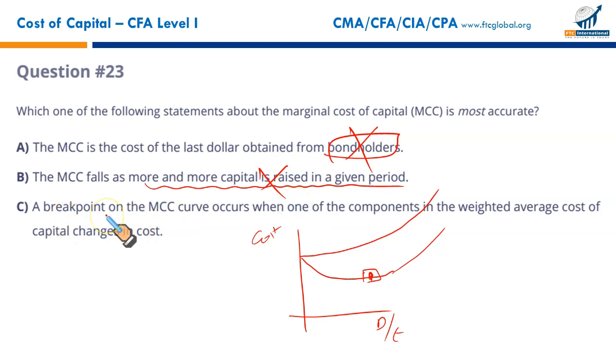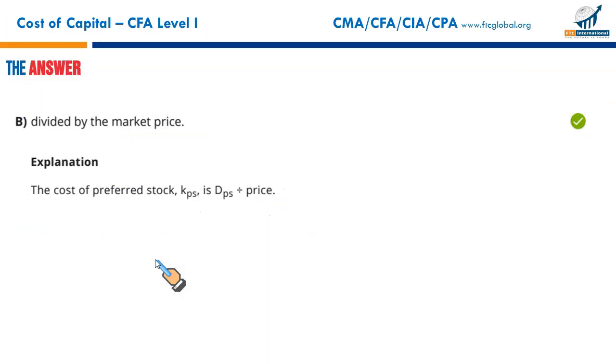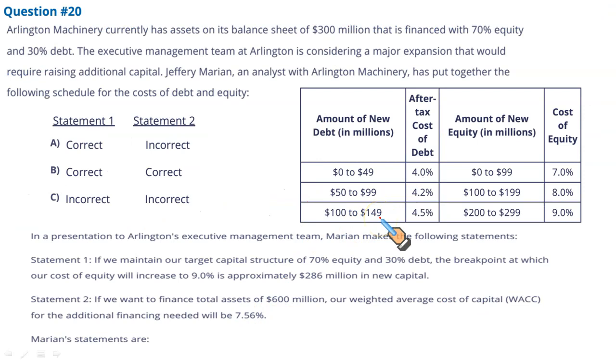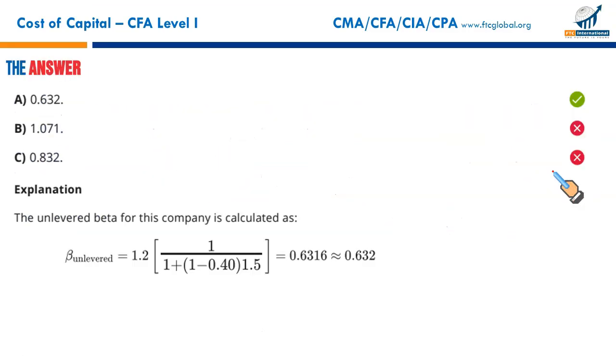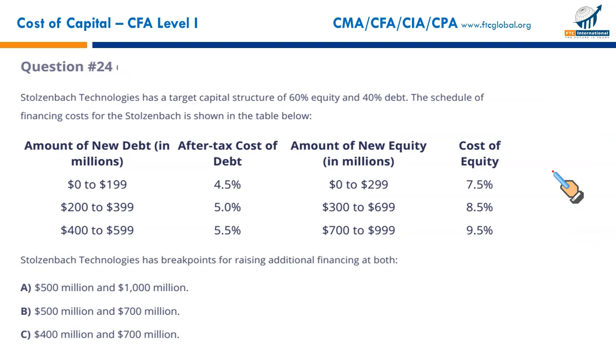The break point that we just saw a little while earlier on the MCC curve occurs when one of the components in the weighted average cost of capital changes in cost. Could be debt, equity, or preferred stock. This was the previous question. So this is the break point. 50 million for debt, cost jumps from 4 to 4.2. 50 to 100, the cost jumps from 4.2 to 4.5. Same is true for equity. As additional equity is raised, additional equity will cost you more. Next.